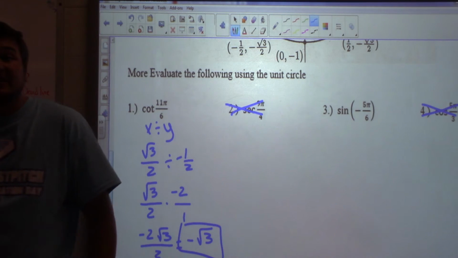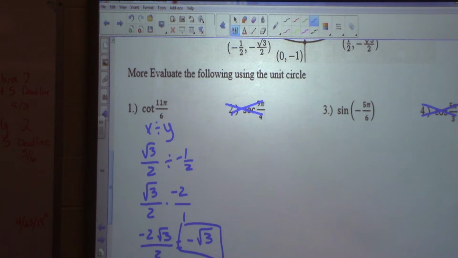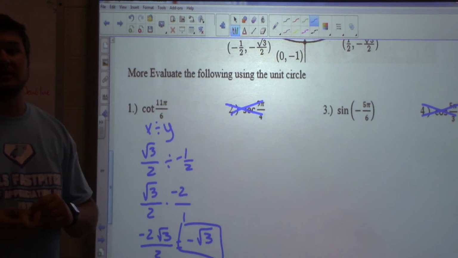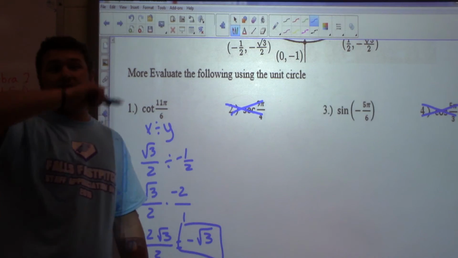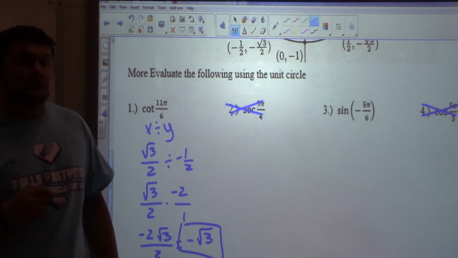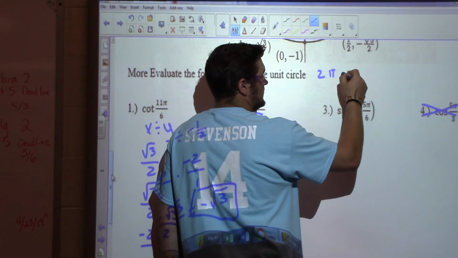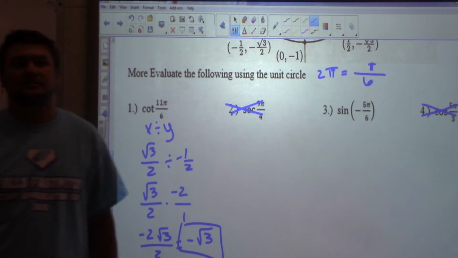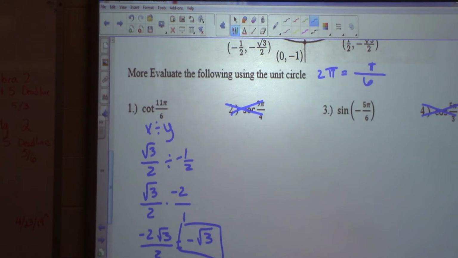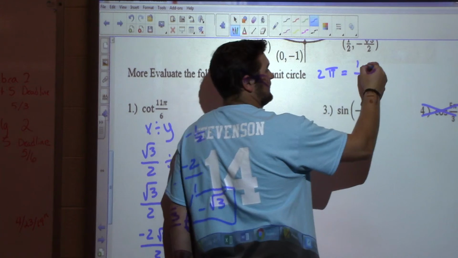Number 3, -5 pi over 6. Do we know where that is on our unit circle? Okay, so here's the deal. You could change it to degrees, but let's think about it in radians for a second. Let's challenge ourselves. How far is it around the whole circle in radians? 2 pi. Which is the same as how many pi over 6? 12 pi over 6, which reduces to 2 pi.